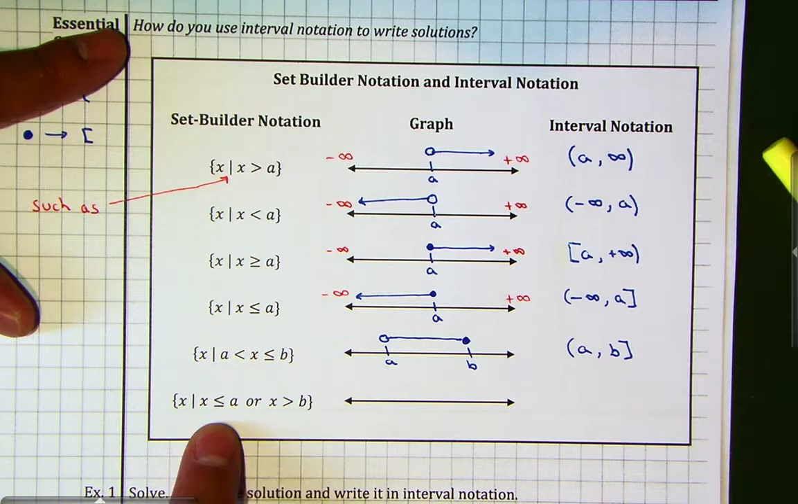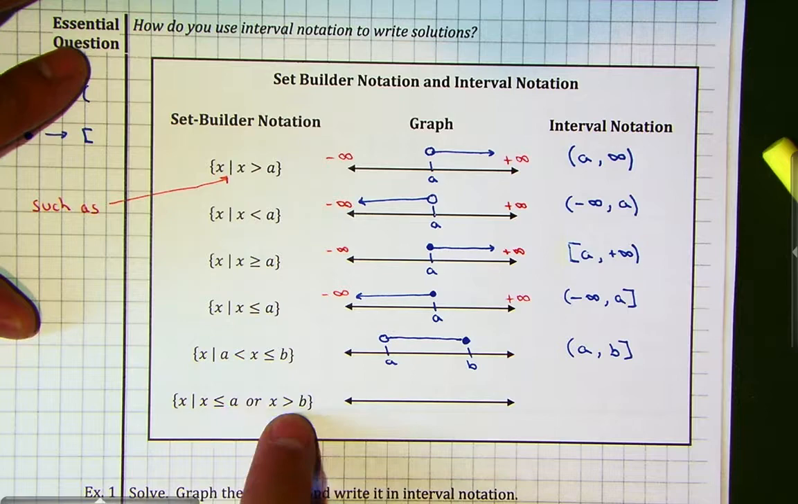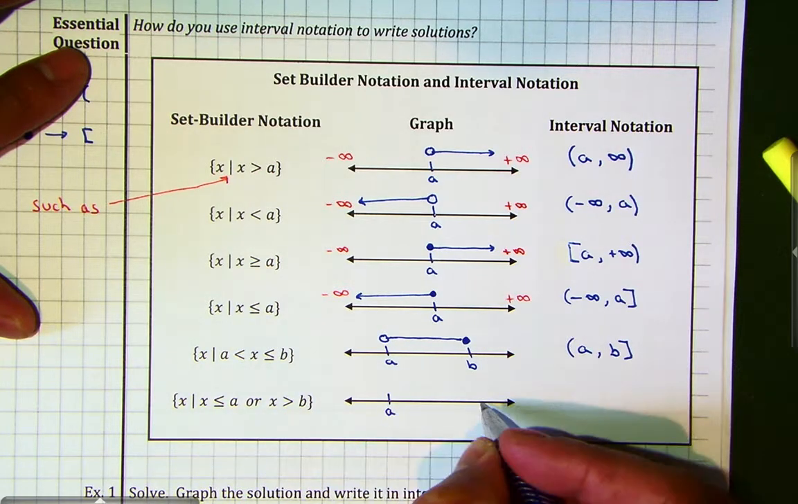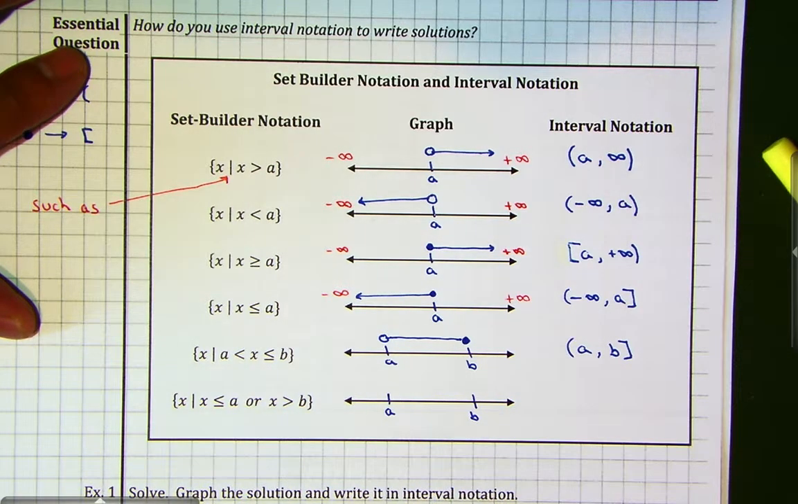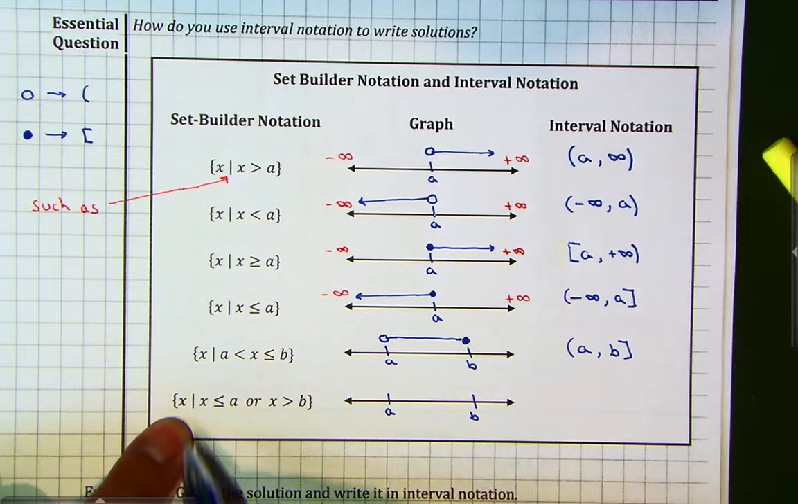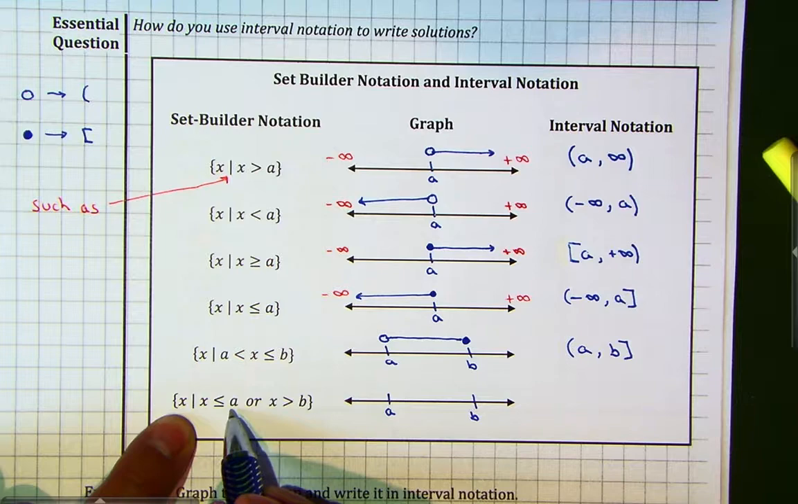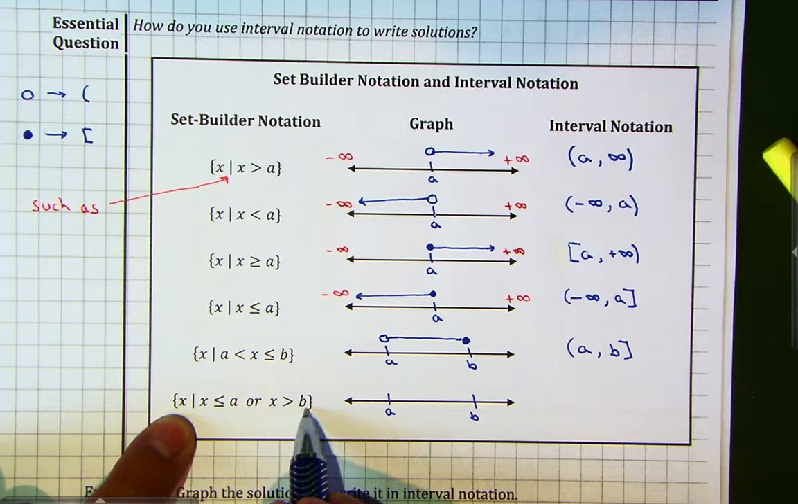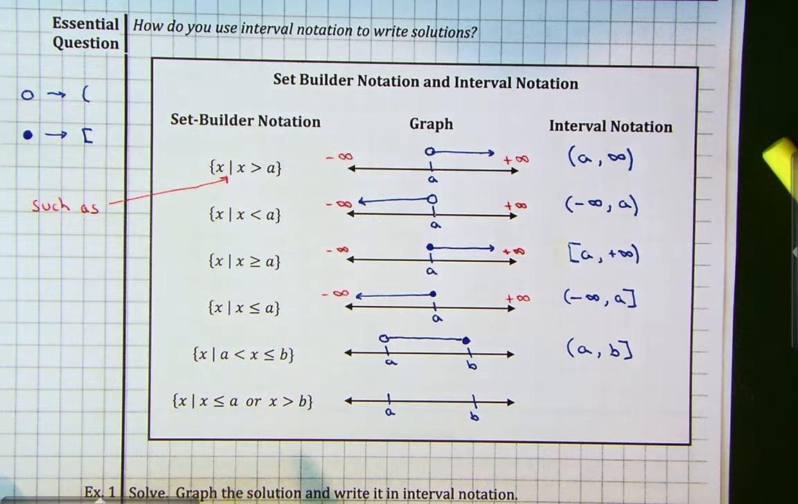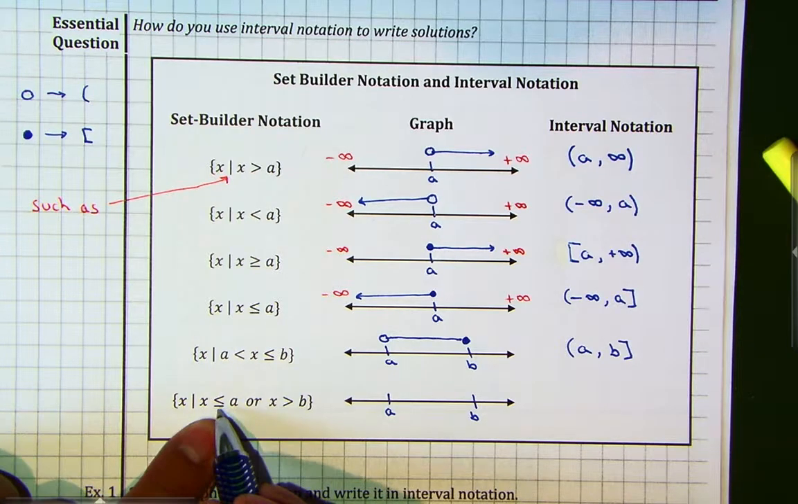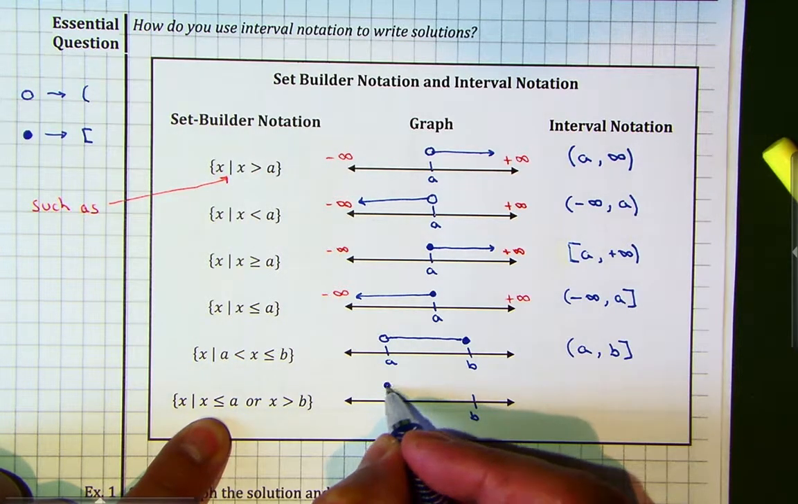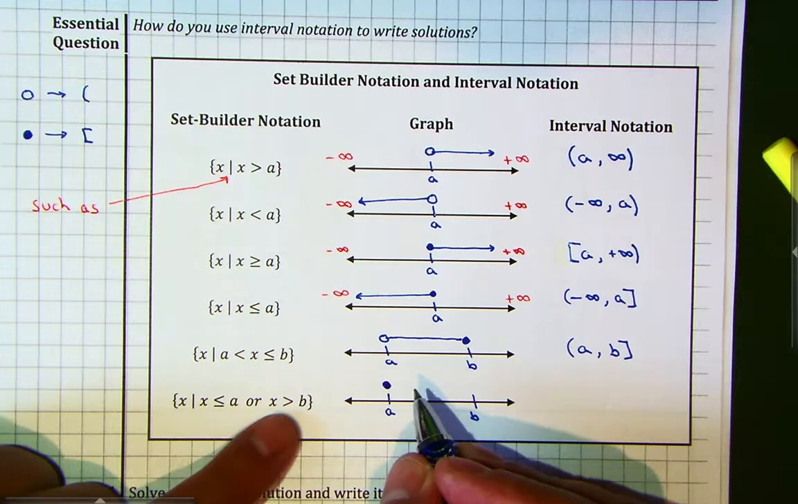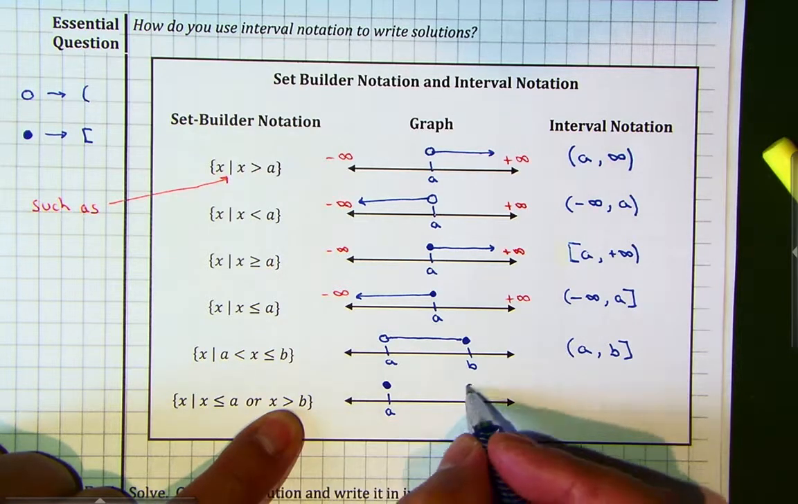And for the last one, once again, we have a and b, so we're going to place a on the left, b on the right. So all the values of x such that x is less than or equal to a, or x is greater than b. In this case, a is included, so we're going to close it. b is greater, not equal, so we're going to leave it open.